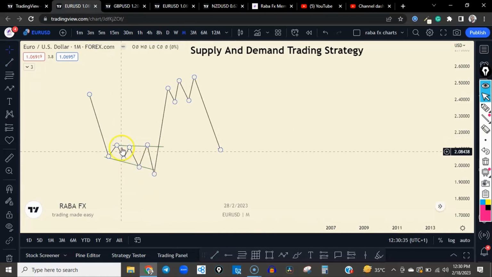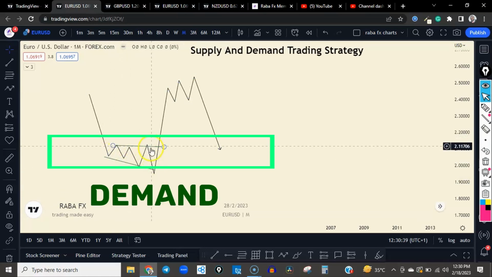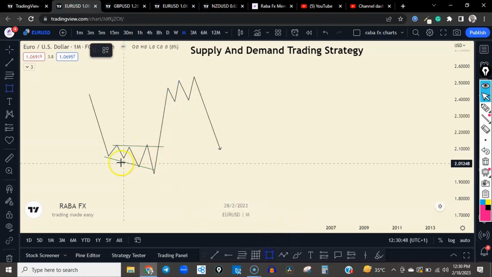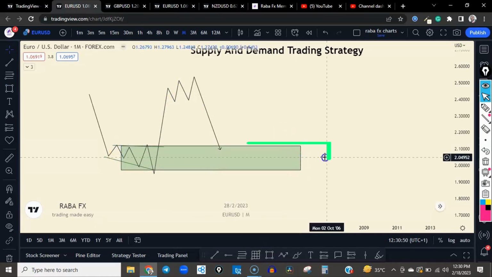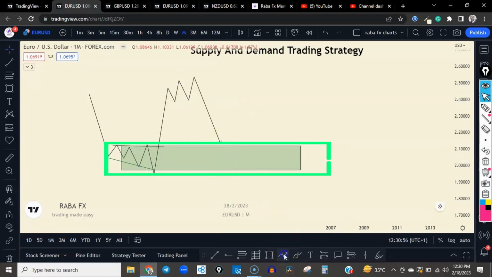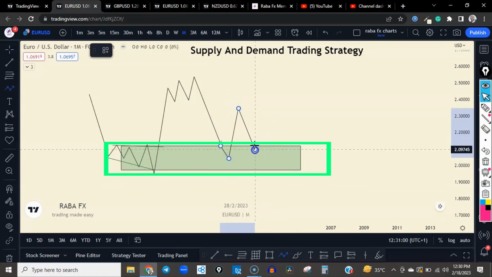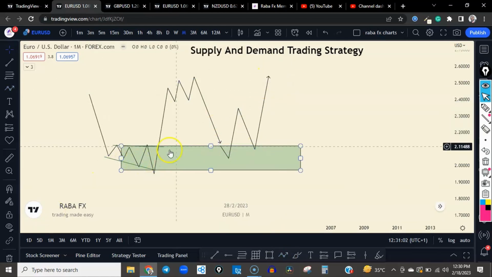An accumulation phase is simply a phase where demand is being built up. In this case, the market is preparing to push higher, and that is a lot of demand coming in. So that means in the future, when price comes to this level, we can see some reaction from this level. We will see reaction in this level here. So that is demand there.